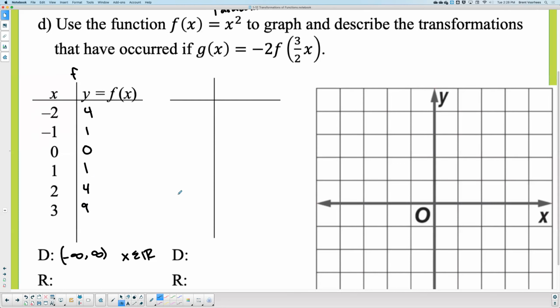There we go. If we wanted to plot these, we'll have a point there. 1, negative 1, 1, positive 1, 2, negative, excuse me, negative 2, 4, and 2, 4. We had all those points. You can connect those for your parabola.